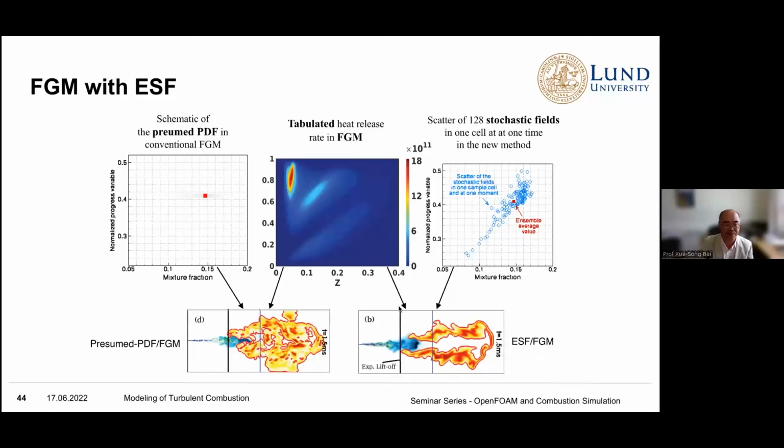So if you look at the difference, for FGM with the presumed PDF, the PDF distribution is here. It's a narrow band in progress variable space, but with a beta function distribution in mixture fraction space. The real stochastic field simulation gives such a PDF distribution. So they are not independent. Here it is assuming independence of progress variable and mixture fraction. Here it shows that it's not, depending on where you look at the problem.